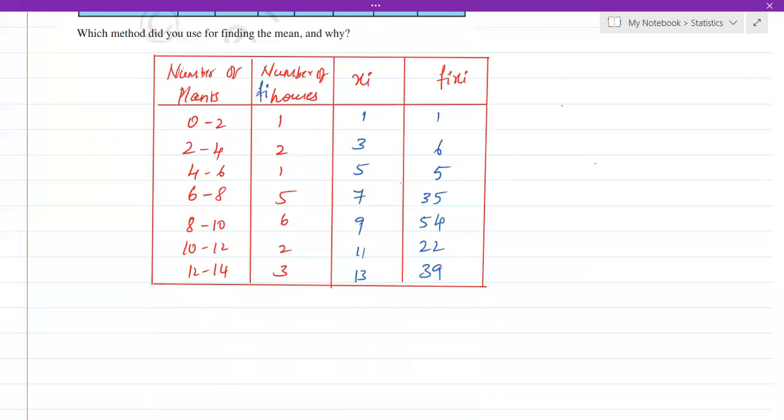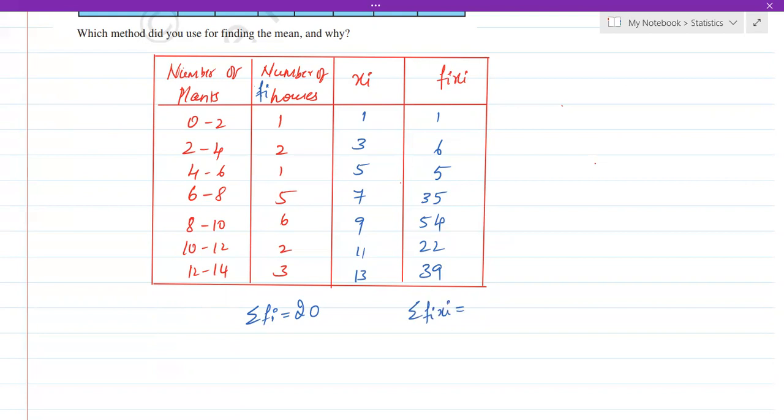What is summation fi xi? Summation fi is adding all the fi. So let's add it. 1 plus 2 is 3, 3 plus 1 is 4, 4 plus 5 is 9, 9 plus 6 is 15, 15 plus 2 is 17, 17 plus 3 is 20. So according to the question, there were 20 houses. If you add all the houses, definitely you should get 20. The next is adding fi xi, summation fi xi, adding all the fi xi.